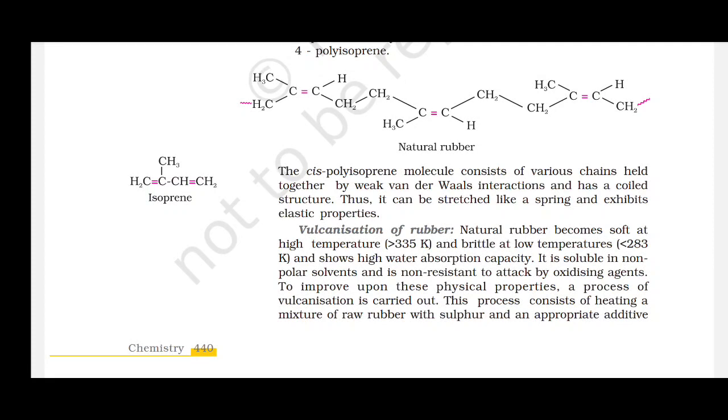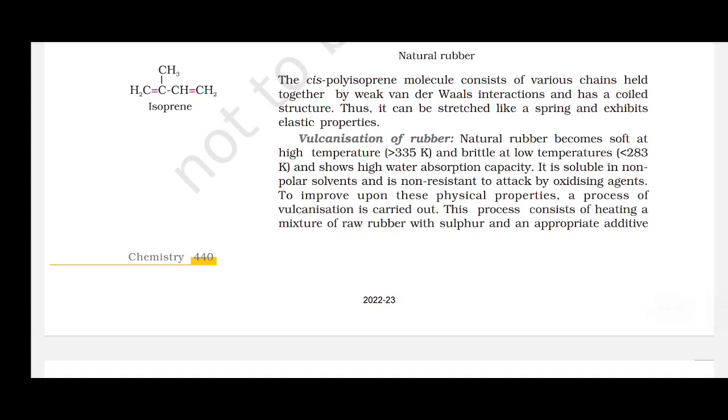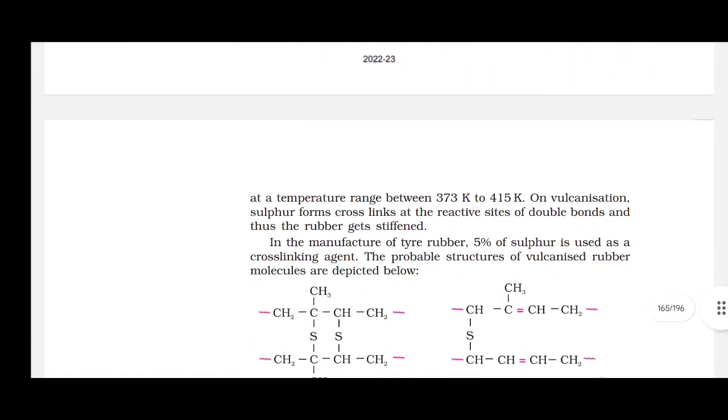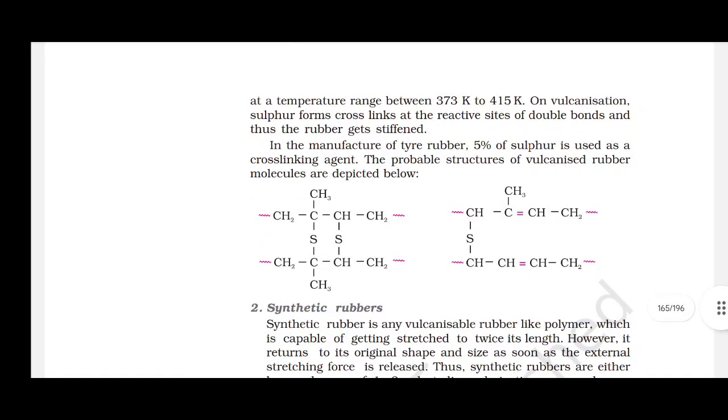Vulcanization of rubber. Natural rubber becomes soft at high temperature, that is more than 335 Kelvin, and brittle at low temperature, that is less than 283 Kelvin, and shows high water absorption capacity. It is soluble in non-polar solvents and is non-resistant to attack by oxidizing agent. To improve upon these physical properties, a process of vulcanization is carried out. This process consists of heating a mixture of raw rubber with sulfur and an appropriate additive at a temperature range between 373 Kelvin to 415 Kelvin.